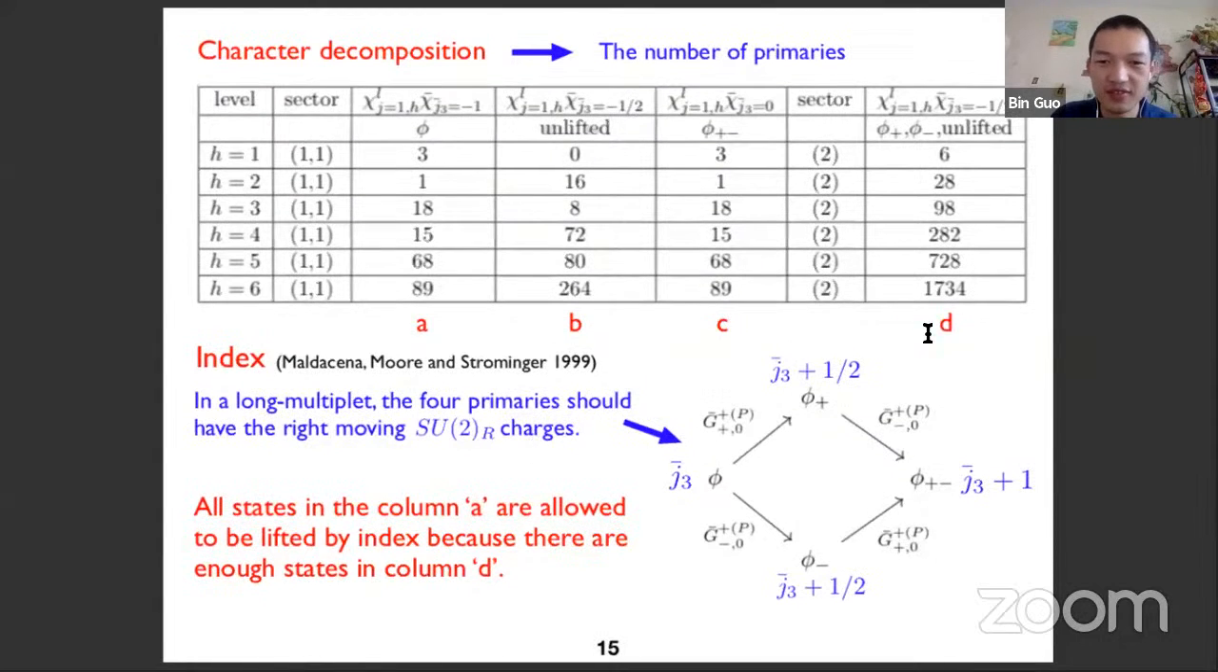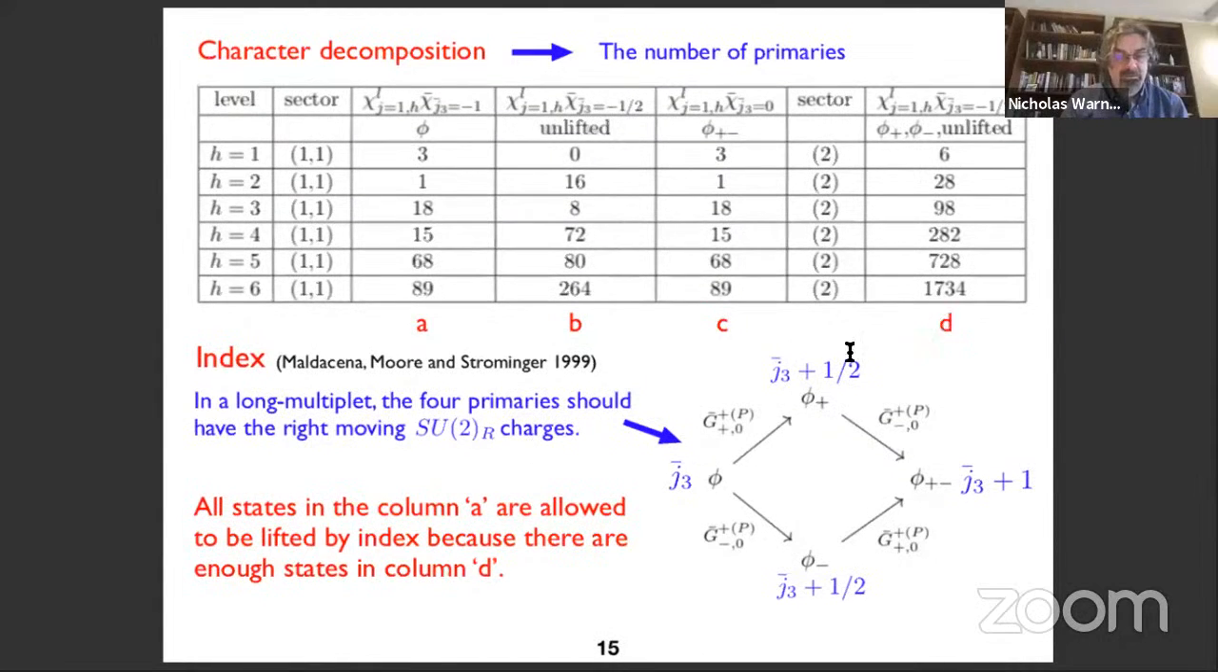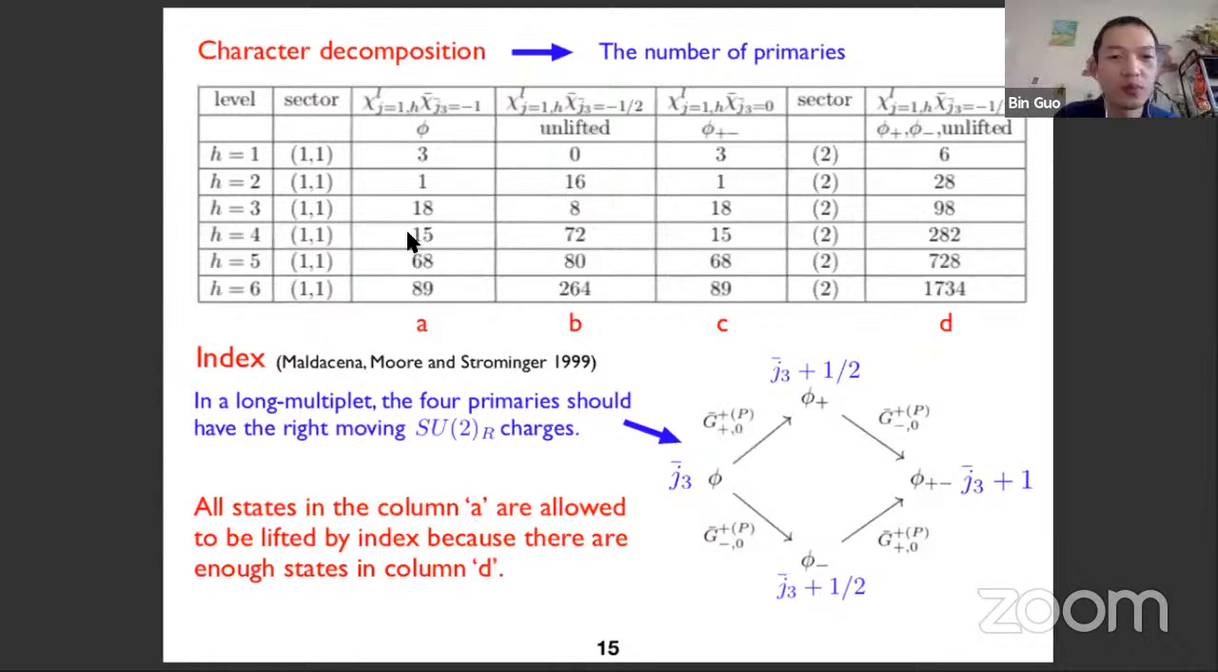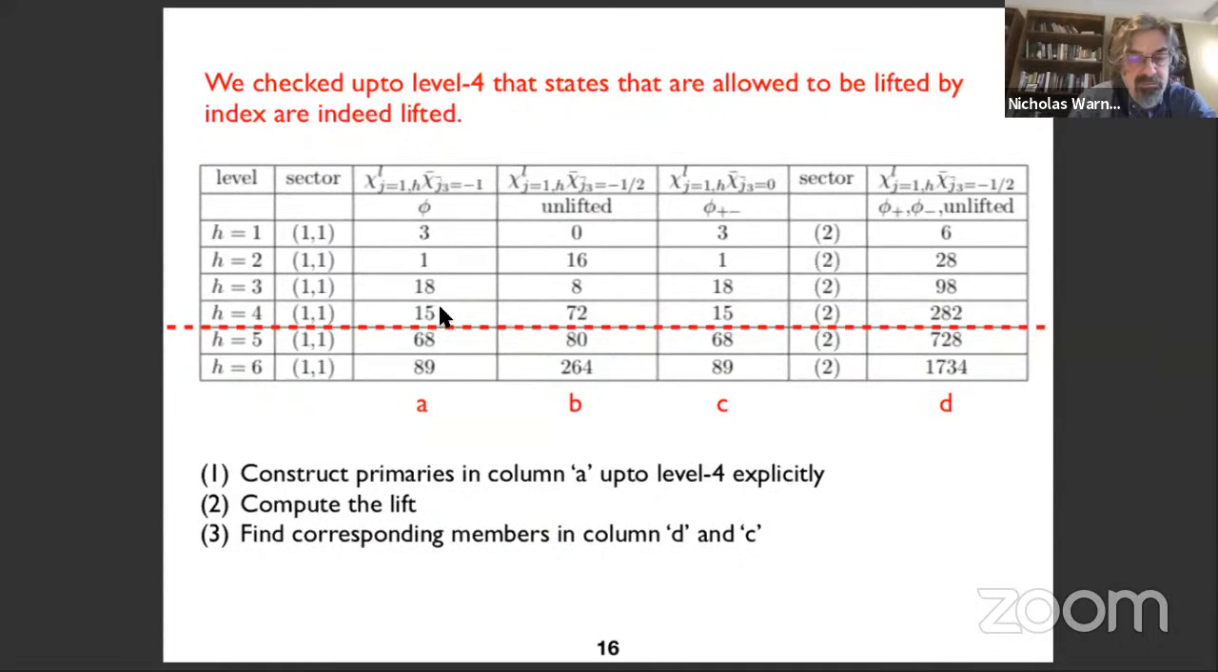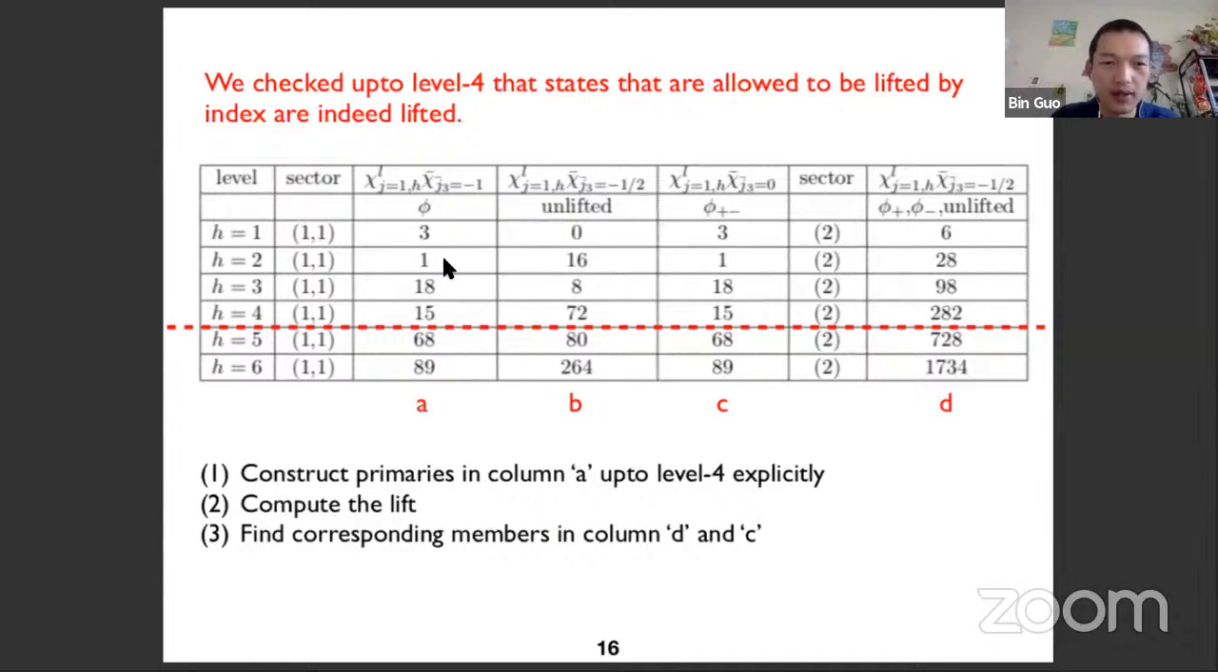Okay, because there are enough states in column D, all the new primaries in column A are allowed to be lifted by index. Okay. So we check explicitly up to level 4. All the states in column A are lifted. So we first construct all the primaries in column A up to level 4, and we compute the lift, and then find the corresponding members in column D and column C.